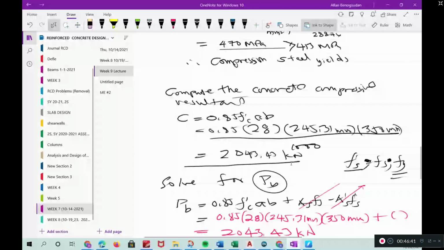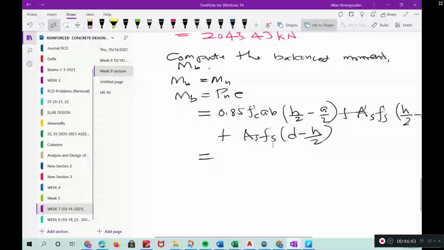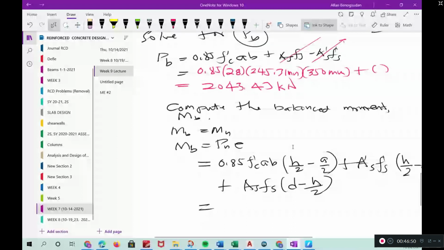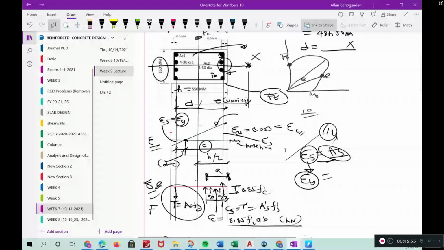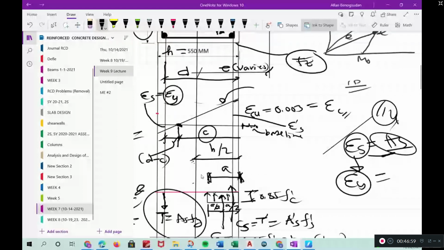Sinabi natin na AS FS, D minus H over 2. Very obvious na, no? Kasi D ito. Bakit ko ito ginawa para sa inyo? Kasi nga, mas paganda dito ka gumawa. Alam mo kung saan tayo nagmo-moment and you can be so confident in doing it.